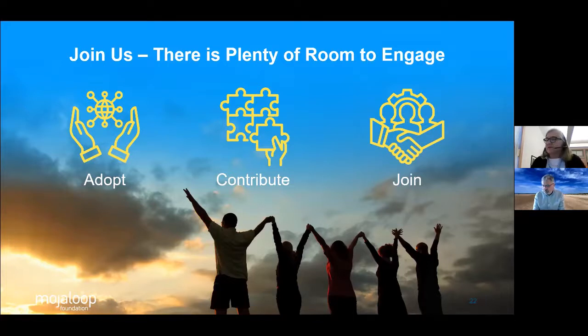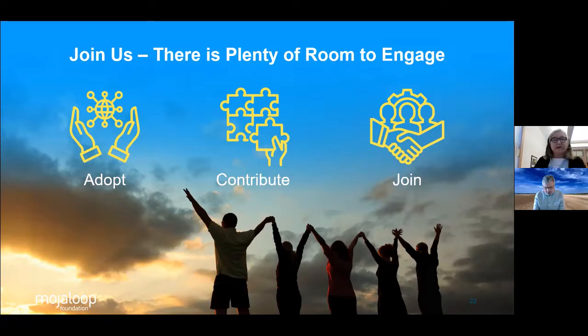in the Mojaloop community. Again, our convenings are open. And if you go to our website, you'll see that there are easy ways to get onboarded into the community. We do have a community manager that will happily talk to you and help you walk through the code base and understand what the priorities are and how you can engage.